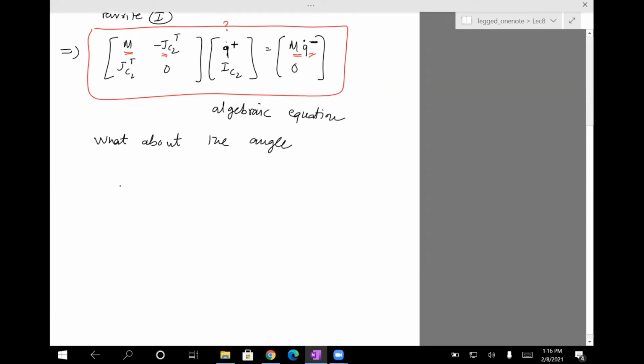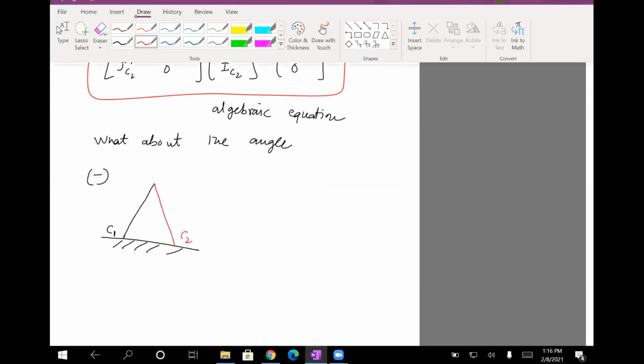First of all, this is the instant before collision, and there's a ramp. And so this is the trailing leg, let's say C1. This is the front leg, which now is just about to strike the ground.